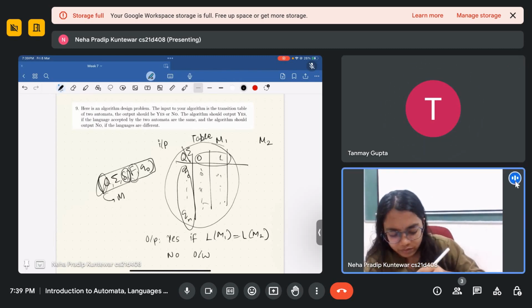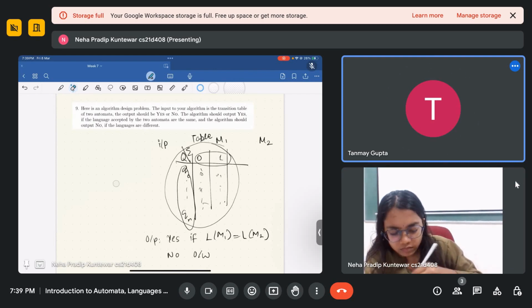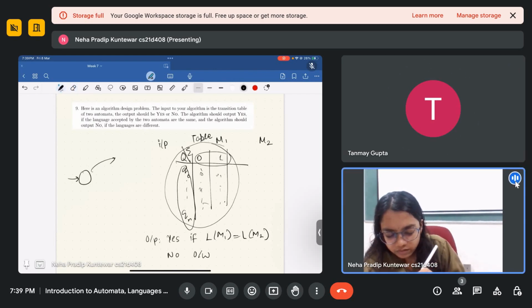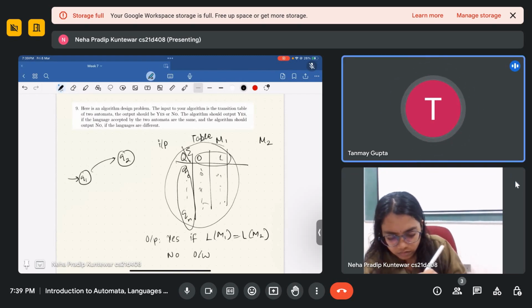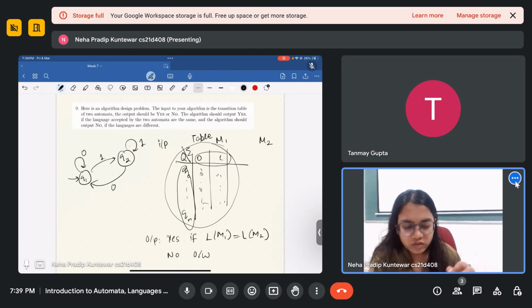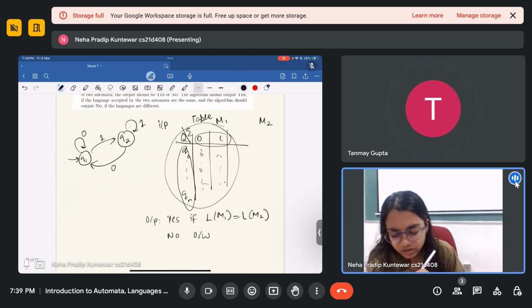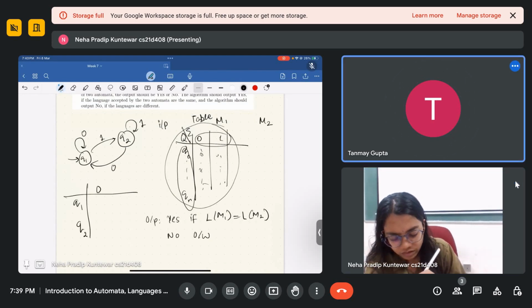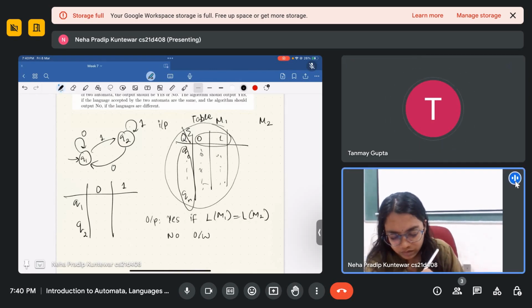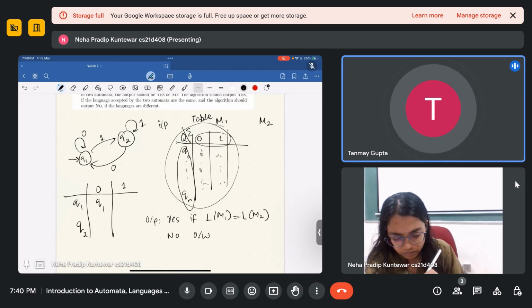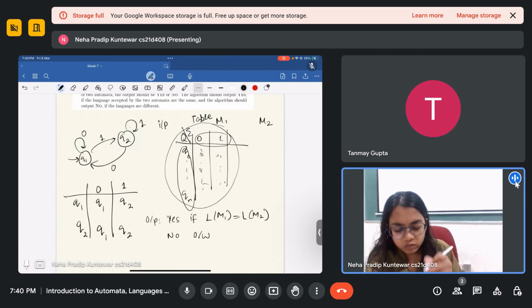Okay, so I'll take one example. I'll just randomly draw one DFA. Okay, so this is the DFA. How am I going to represent this? The input will be of this form. I will give you Q1, Q2. This is the alphabet 0, 1. Then Q1 on 0 goes to Q1, Q1 on 1 goes to Q2, and so on for Q2. So the input looks like this.